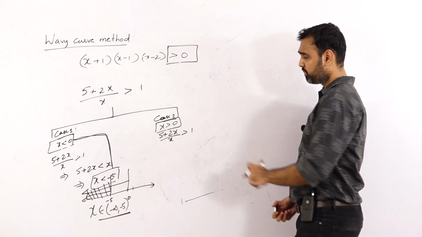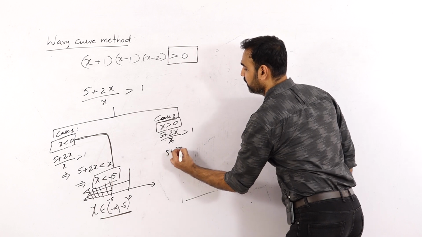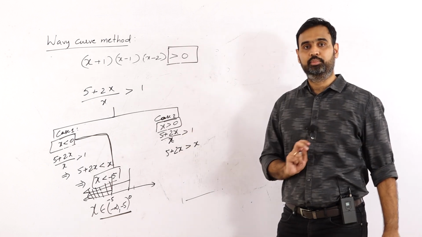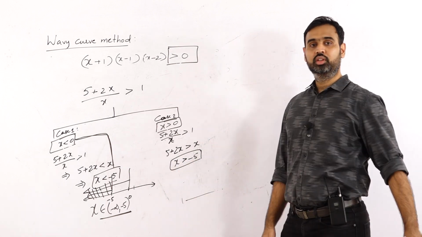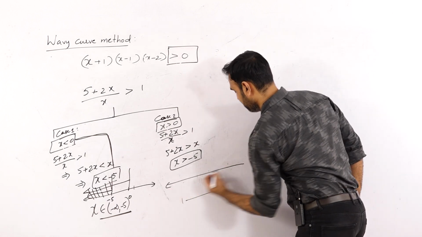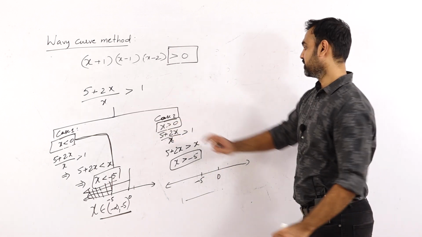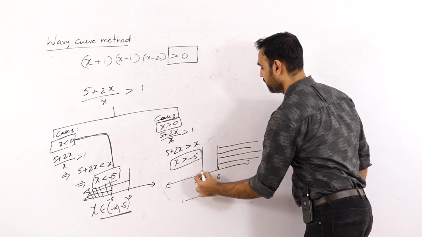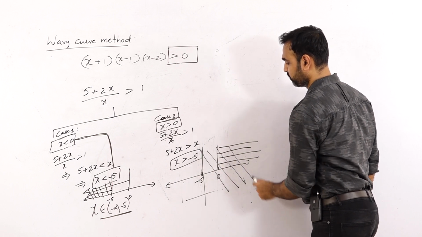Coming to this case, since x is a positive value, you can simply shift x to the other side without reversing the inequality. The inequality remains the same. Now 2x minus x is x greater than minus 5. Again this is true only when x is greater than 0 is true. So let us draw the number line. Let me mark 0 and minus 5. This says x is greater than 0, that is this region. And this says x is greater than minus 5. This is the region which is greater than minus 5.